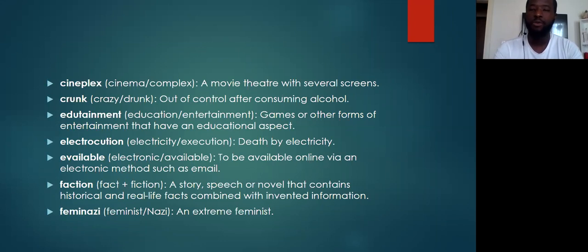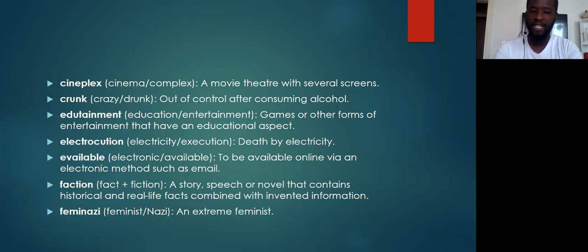And we have the word available. So here it means electronic available. It means to be available online via an electronic method such as email. For example, you are going to wait for a message from your friends, or you are going to talk with them for your message and stuff like that. So if you are available for the electronic devices, you can say you are available at the moment.